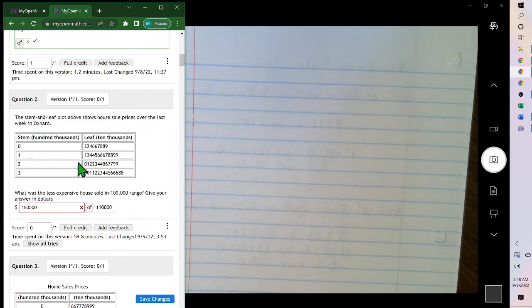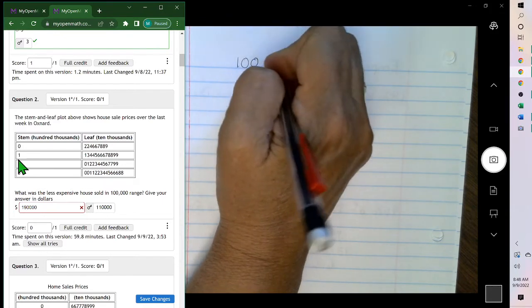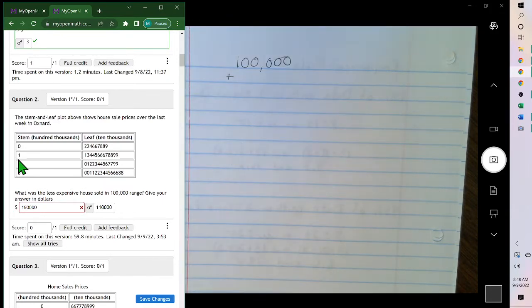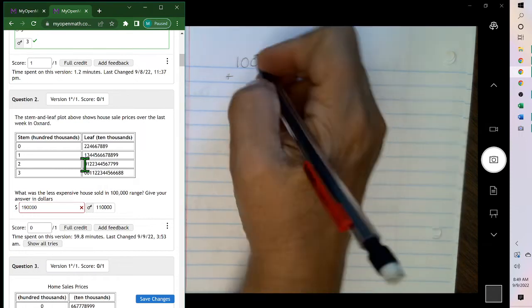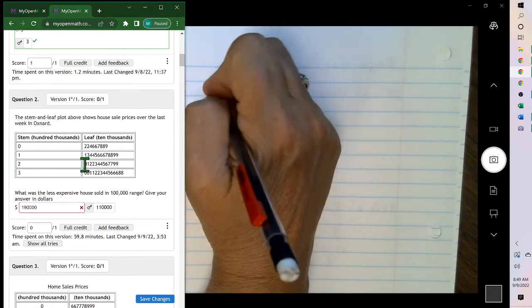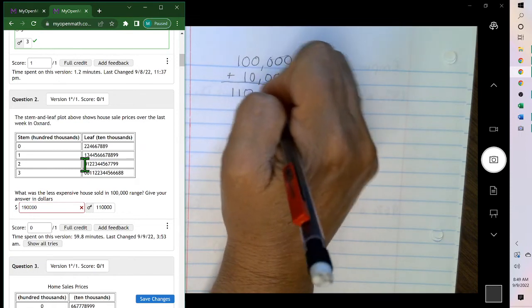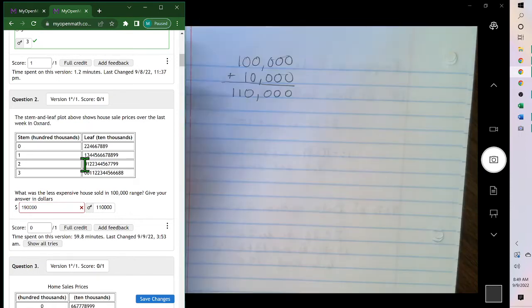So this very lowest house, this one would be 100,000. And then we add the leaf, which the very first one would be a 1, so it would be 10,000. To get that, you just multiply. 1 times 10,000 is 10,000. The next one, 3 times 10,000 would be 30,000. So this first one, the 100,000 plus the 10,000 makes it $110,000. And they wanted to know the less expensive house and the 100,000, and that's why it's this.